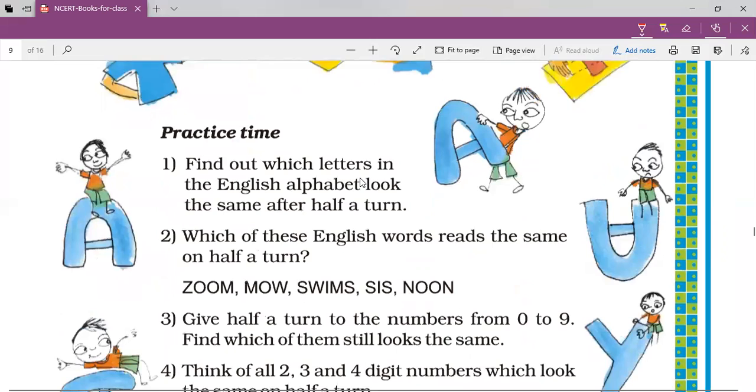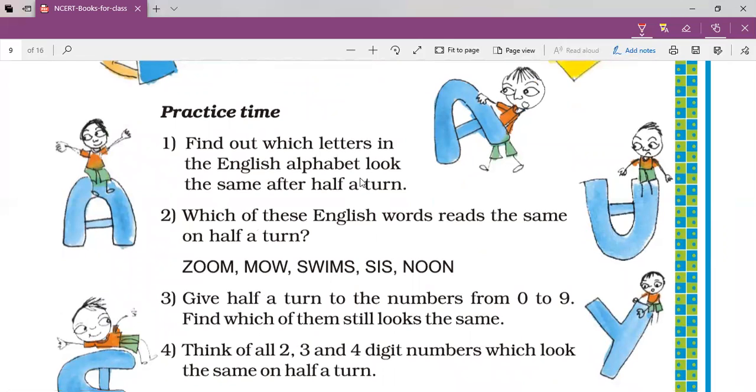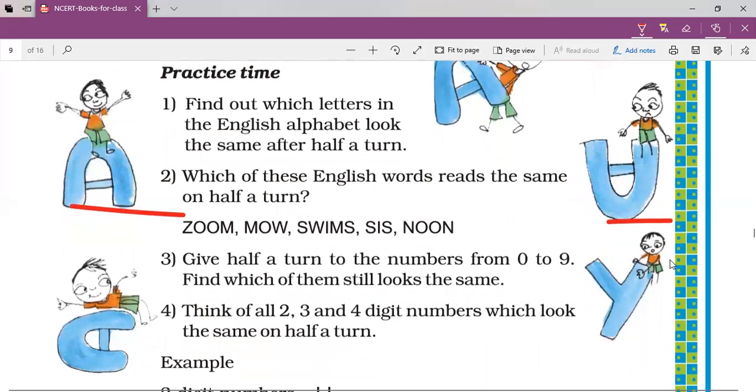Now in the practice time, the first question they have asked: find out which letters in the English alphabet look the same after a half turn. Here you have to write A to Z, all the alphabets, and try to turn it or draw it in a half turn way and see whether it is changing. They have shown an A. When it is given a half turn, it looks like this. Is it looking the same? No, it is not, because when we give a half turn, the upper part goes down. Same way you can see the others.